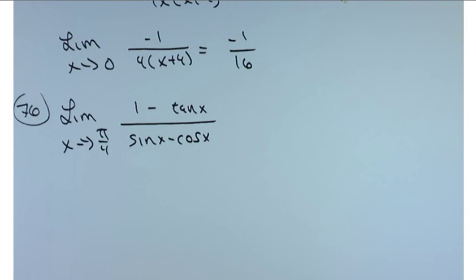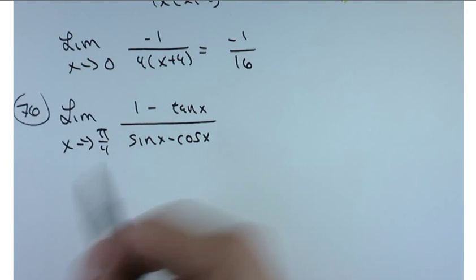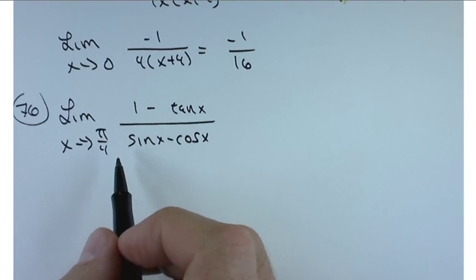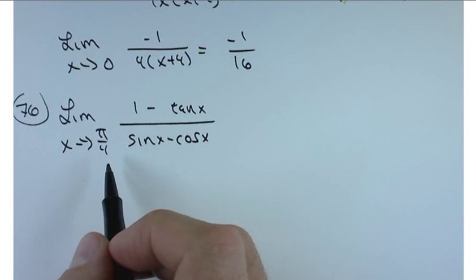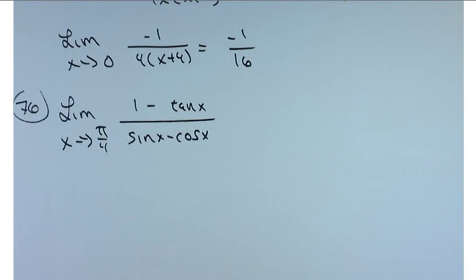Trevon, what should we do first? Yeah, try plugging in pi over 4. Any guesses as to what's going to happen? Yeah, 0 over 0, exactly. So that's not going to work.